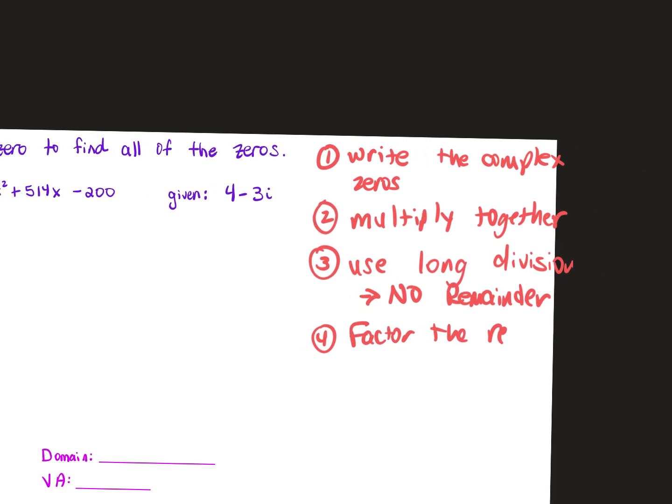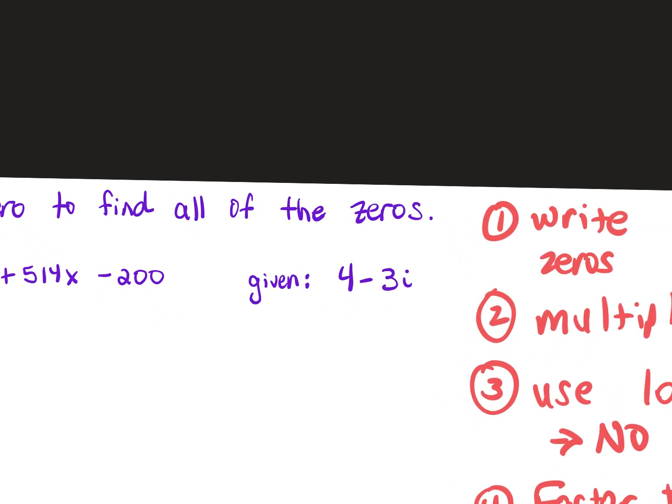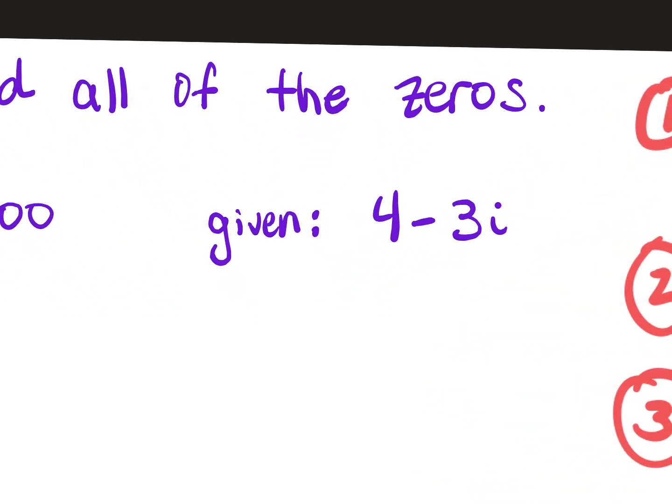And it will always be factorable. Okay? It'll quote unquote always work. So you're going to write the complex zeros, multiply them together, use long division without a remainder, and then factor every single time. We did problems like this in notes. There were some on WebAssign. You guys have seen this. This isn't new. But when you are given the zero, 4 minus 3i.